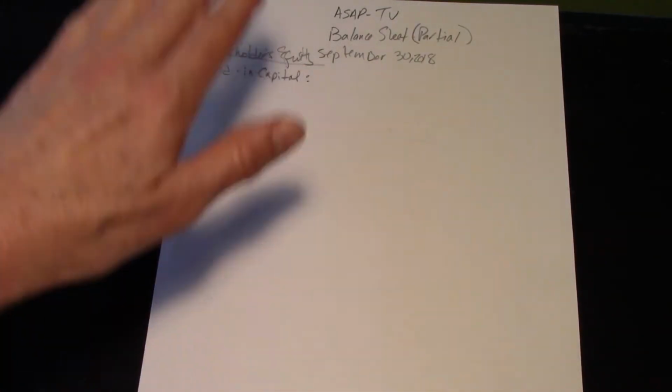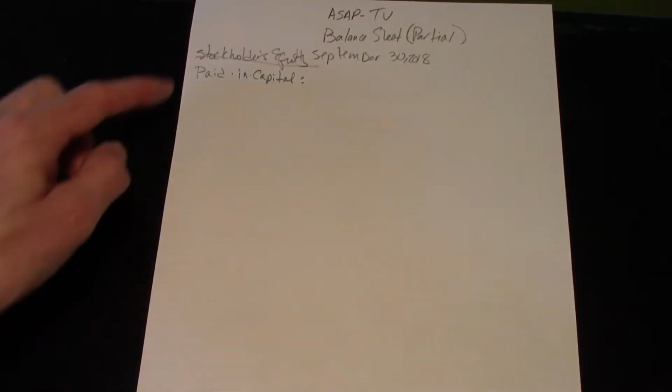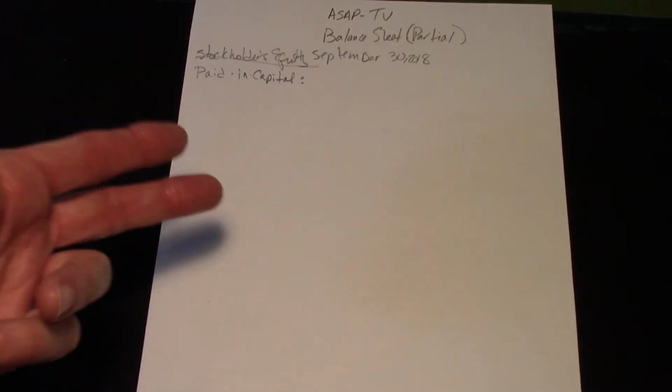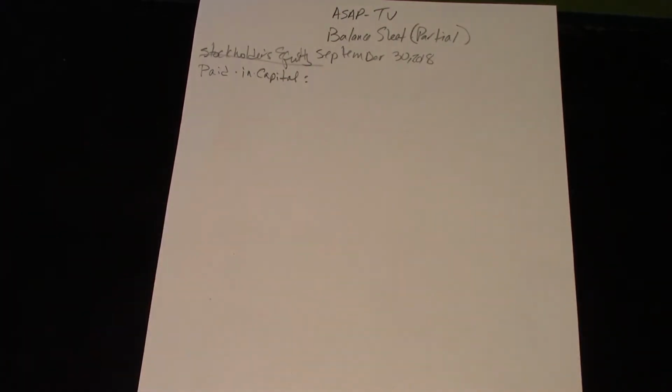So, in real life you'd have the assets, the liabilities, and now we're at the stockholders' equity section of this balance sheet. So I've got stockholders' equity and I've got paid-in capital. That's the first section. You're going to have two parts, the paid-in capital section and the retained earnings section. And then total stockholders' equity.